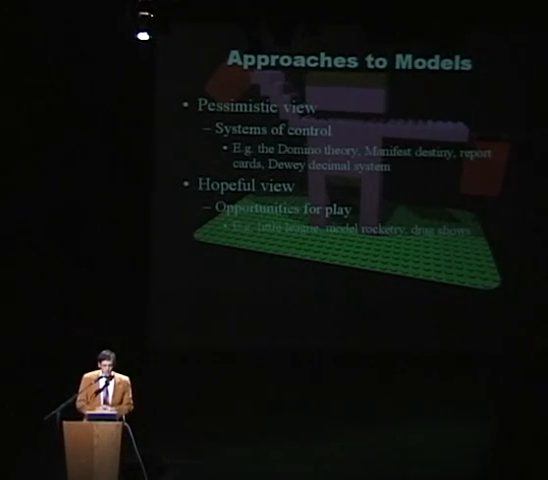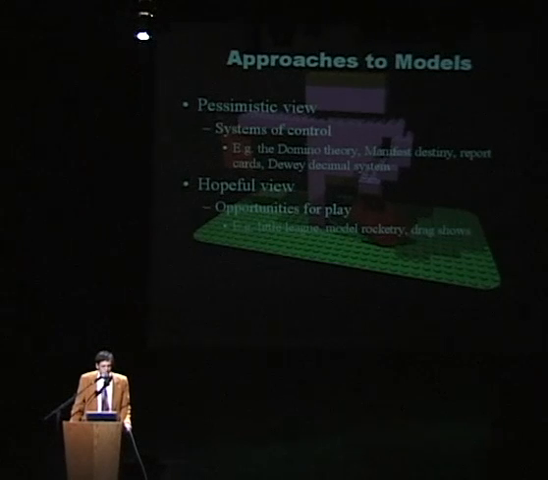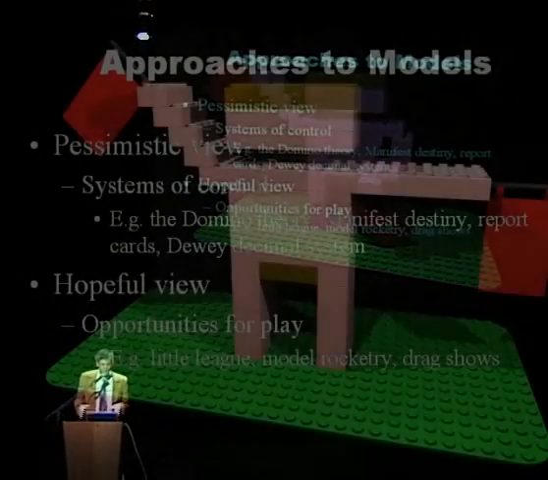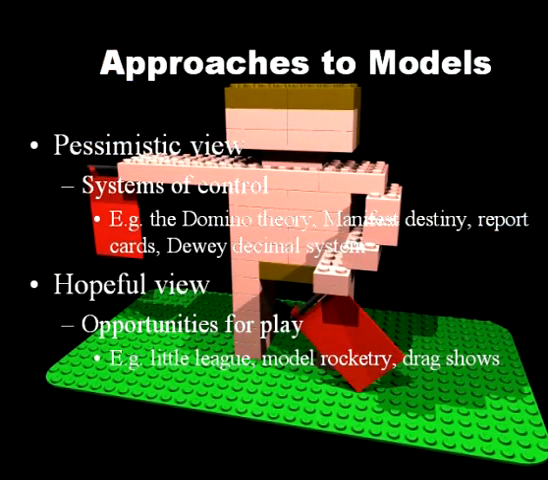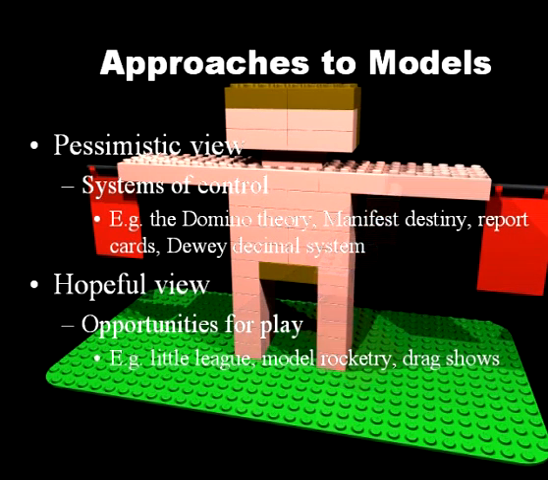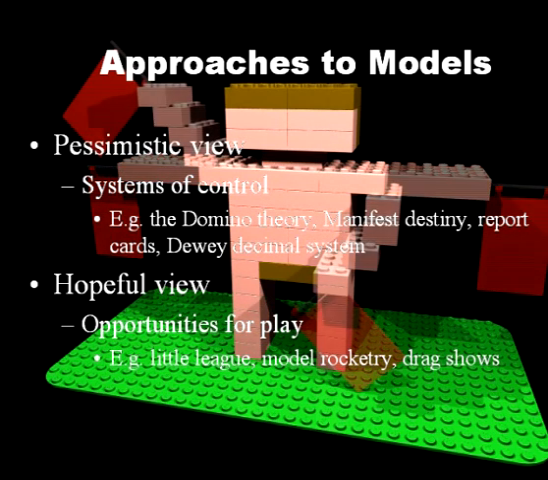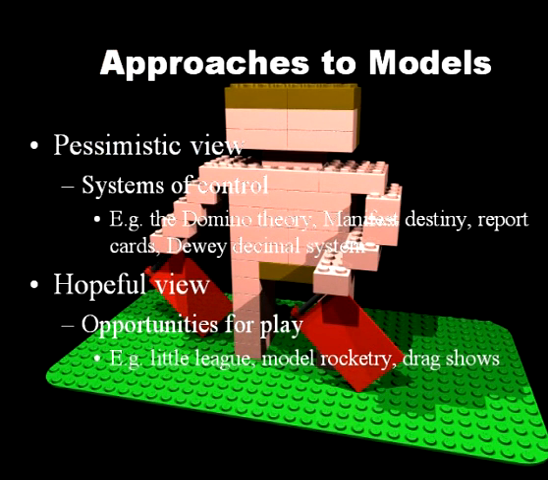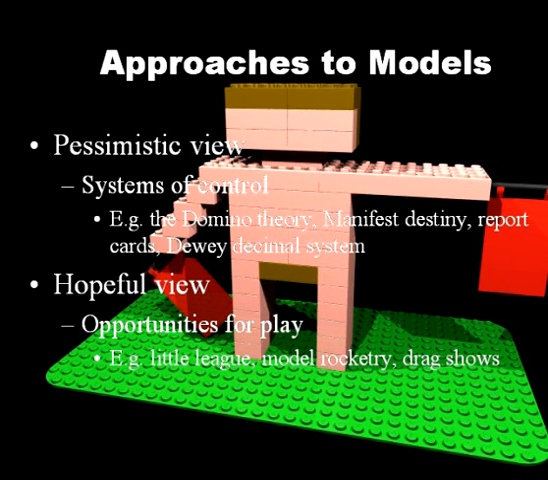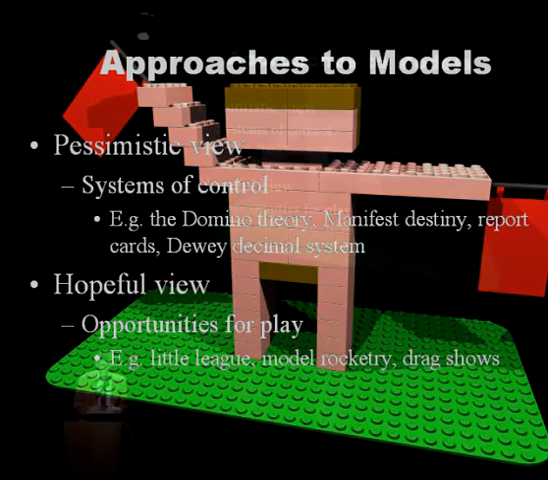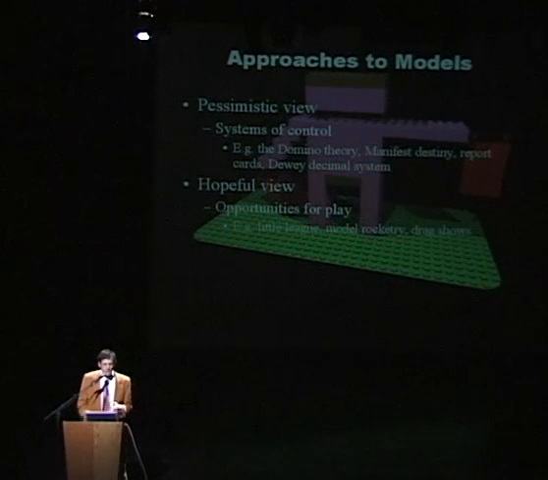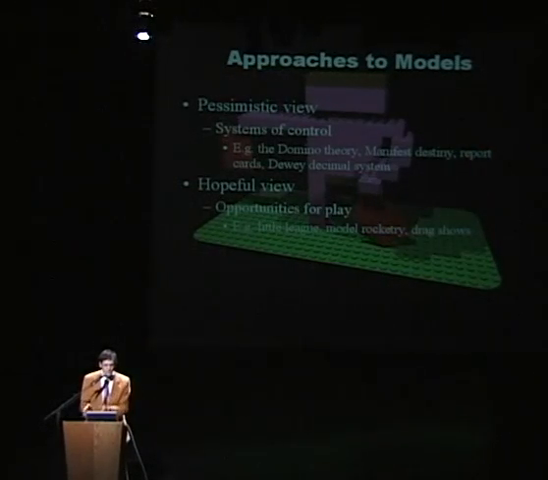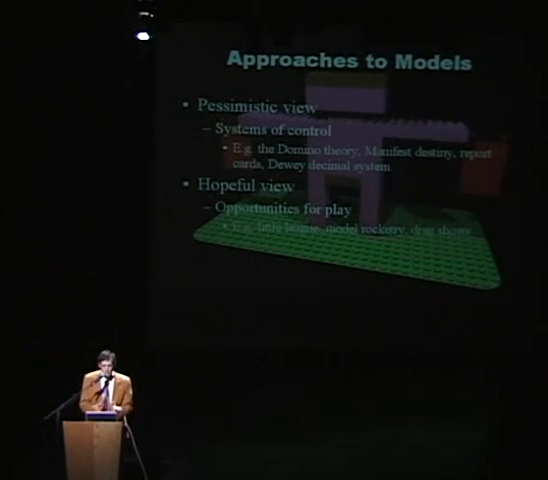Okay, so I'm going to stop there. We could do this whole evening just listing models, but we're pressed for time, so I want to move on to talking about what it is that makes a model. What do these things have in common? Well, I'm going to look at models from two different points of view. One I'm calling the pessimistic point of view, and that is a way of thinking about models as systems of control. If you think of the domino theory or manifest destiny, those are models that are used to control either domestic or foreign peoples in certain ways. And report cards are models of behavior that are used to control students, and the Dewey Decimal System is a model of information and categorization that's used to control books and information, not only to physically locate it and divide books up within a library, but also to say what they're about and describe what they cover.